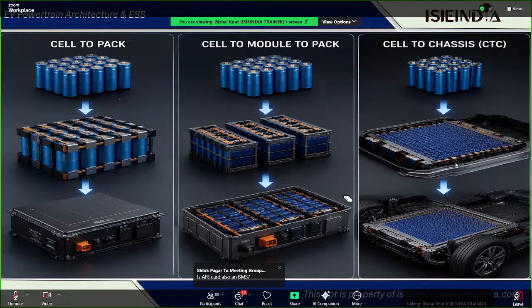Then we have something called a newly developed cell to chassis approach, which is very important. Cell to chassis is called CTC. CTC does not stand for cost to company, it is cell to chassis.